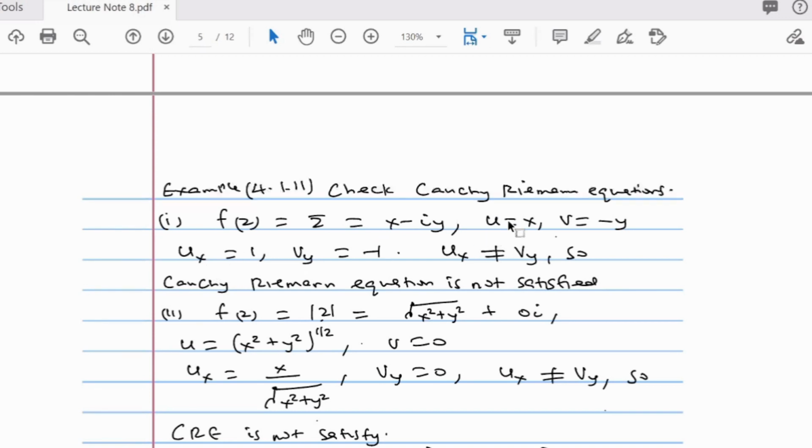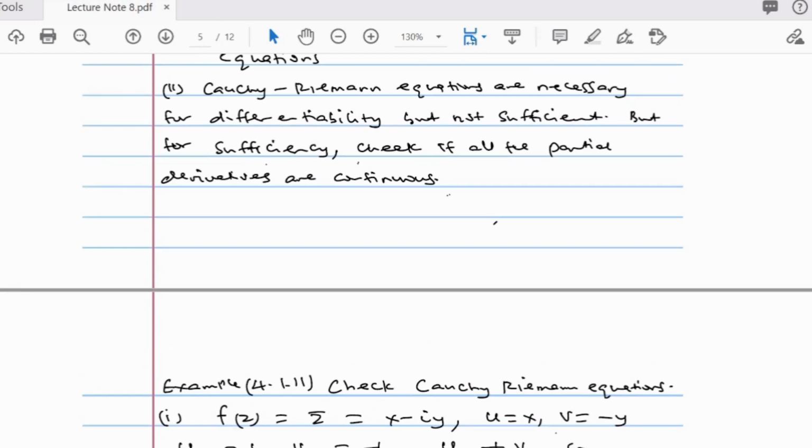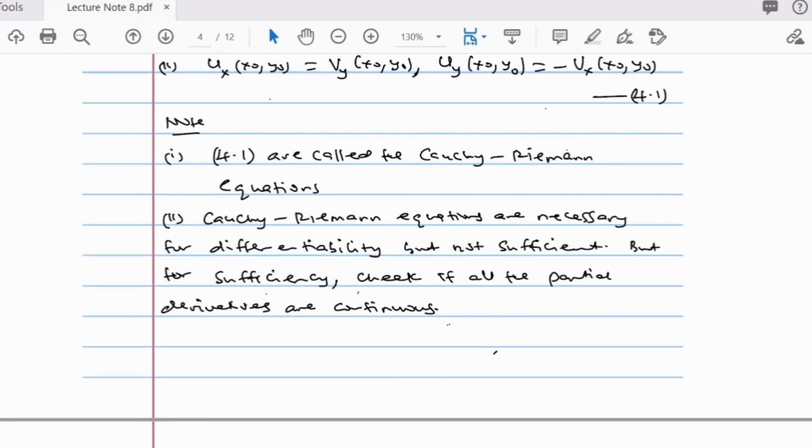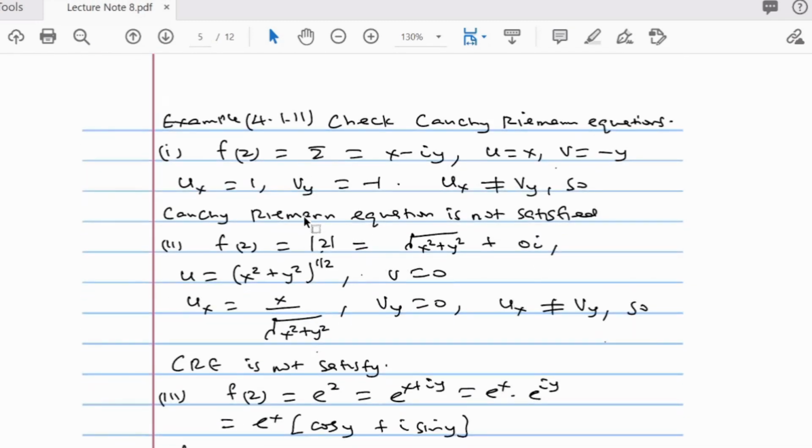So what is my u of x? Differentiating u with respect to x gives 1. Differentiating v with respect to y gives minus 1. So you discover that u of x is not equal to v of y, which means the Cauchy-Riemann equation is not satisfied. Look at the Cauchy-Riemann equation at 4.1: u of x equals v of y, u of y equals minus v of x. If these equations are satisfied, then the function satisfies the Cauchy-Riemann equation. So the first example does not satisfy it because u of x is not equal to v of y.